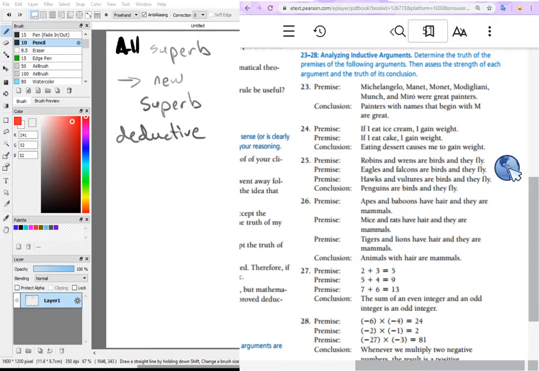25. Robins and wrens are birds that can fly. Eagles and falcons are birds and they fly. Hawks and vultures are birds and they fly. So the conclusion is that penguins are birds and they fly. So this is the classic example here. We've got a deductive argument, but it's wrapped up in a really weird one. Let's break this down.